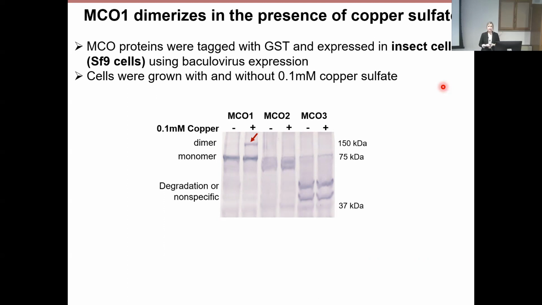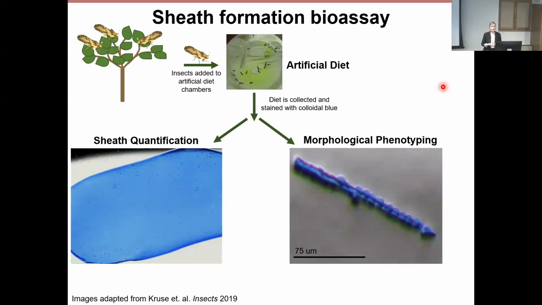But this observation with MCO1 made me confident going forward in testing the effects of copper on the morphology of the sheath. And so I developed an experimental workflow that allows us to look at the effect of treatments on sheaths. And so what I do is I take insects feeding on plants and I add them to artificial diet chambers containing a particular additive that I'd like to test. And this diet is semi-solid, so I allow the insects to probe on it and they leave stylet sheaths behind. I can then collect this diet and stain it with colloidal blue. And since the sheaths are proteinaceous, they actually stain bright blue.